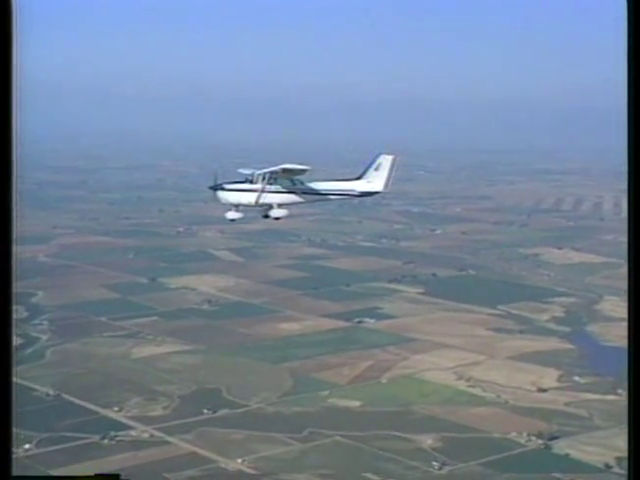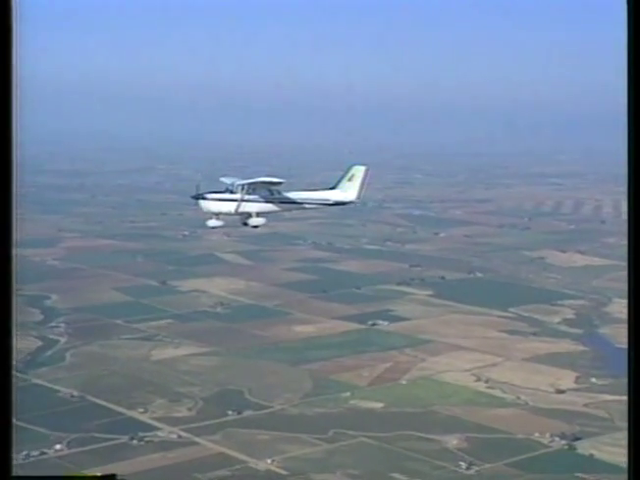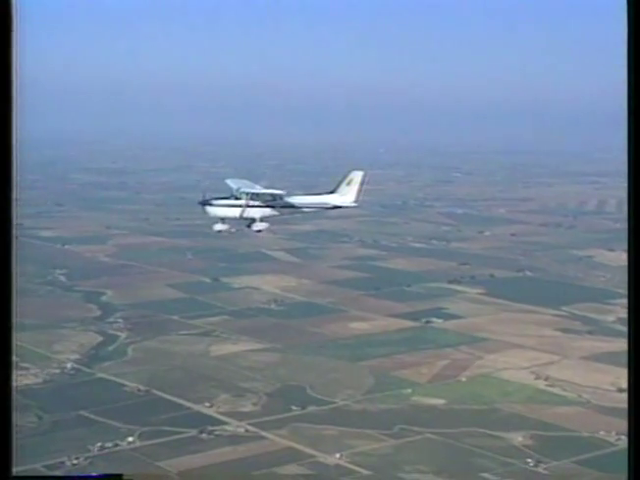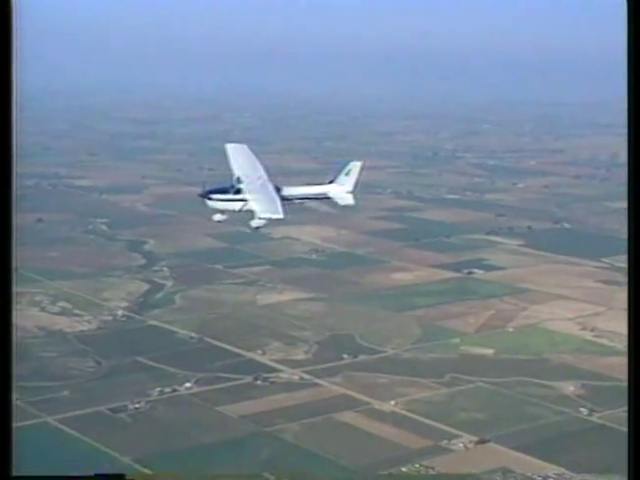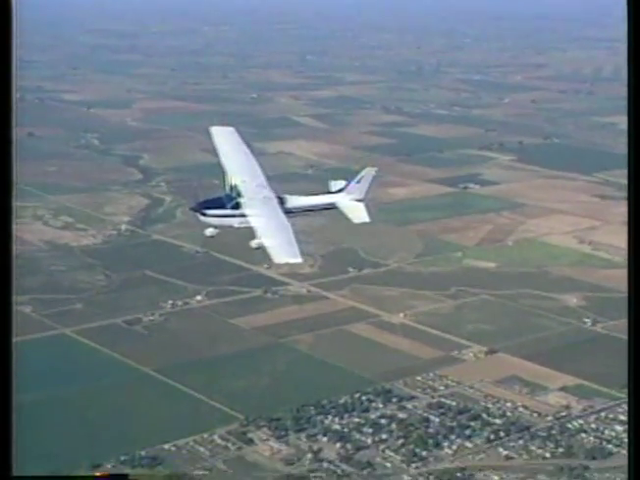Maneuvering during slow flight provides you with a better feel for the airplane in various flight conditions. This will help prepare you for several aspects of flight training, including stalls and landings.